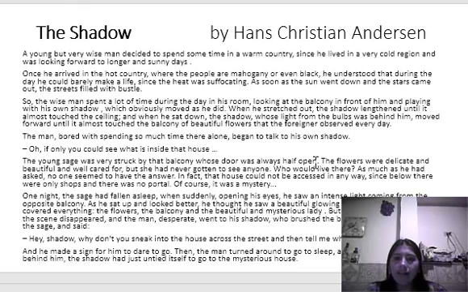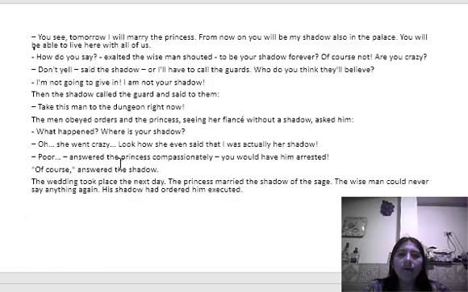Okay, here is the story. The name of this story is The Shadow, written by Hans Christian Andersen. This story has 5 pages, so I want to summarize it. That is, identify the main idea and the most important facts, then write a brief overview that includes only those key ideas and details.